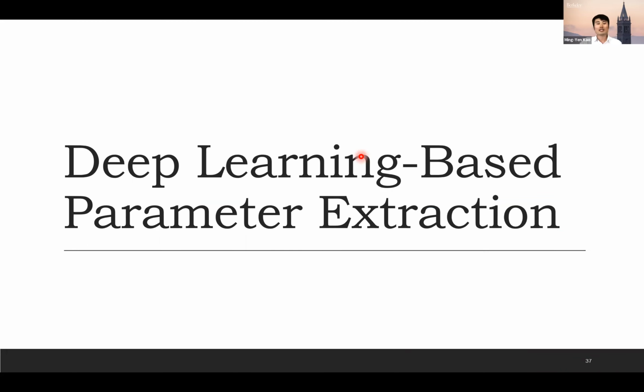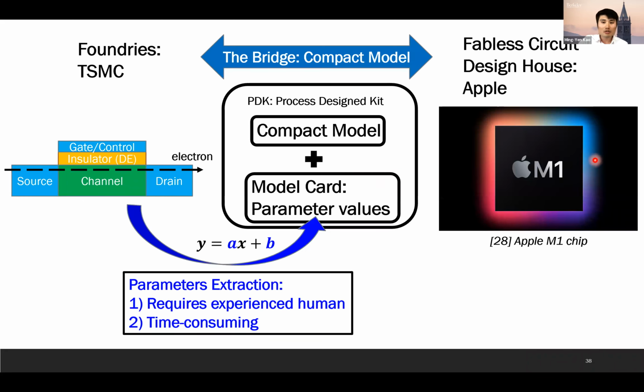There are 2 subtopics. The first subtopic is the deep learning based compact model parameter extraction. And what is parameter extraction? Basically, once the foundry has a new technology, they will deliver, as we just mentioned, the PDK, the process design kit. It is composed of 2 components. The first one is the compact model, very probably for TSMC, a BSIM base, plus a model card which stores all the parameter values for this transistor technology.